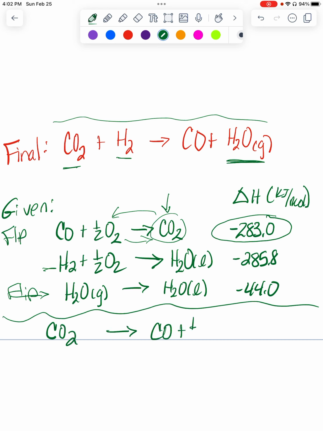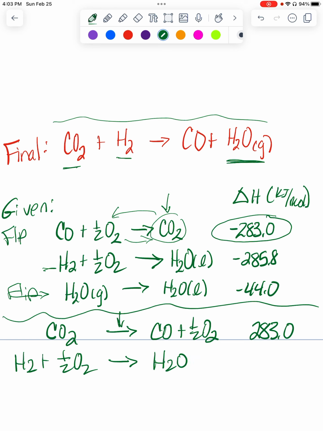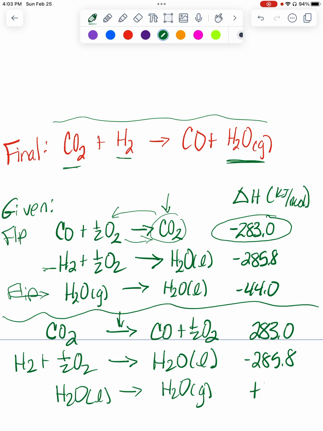So I'm going to flip this first equation. And again, what you do to the equation, you do to delta H. So this becomes positive 283.0. We're going to leave this middle one, so I'm not going to change it at all. Do you notice how I also like to write it to where all my arrows line up? I think it's just easier to see the reactants from the products. And then we're going to flip this last one. So water liquid goes to water gas. And we're going to have to change the sign on that one. So these two become positive.